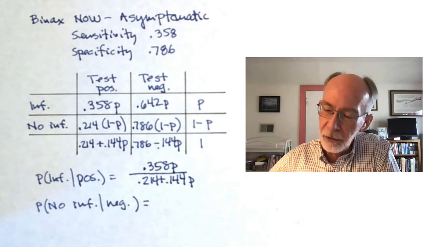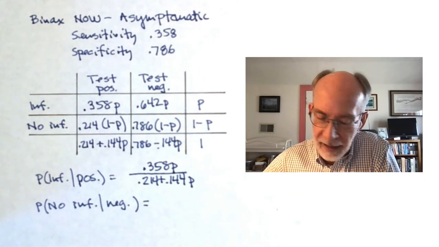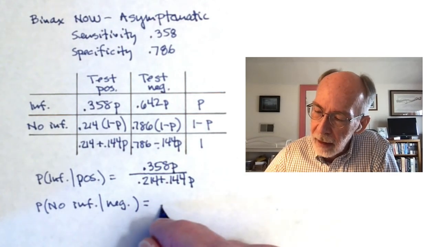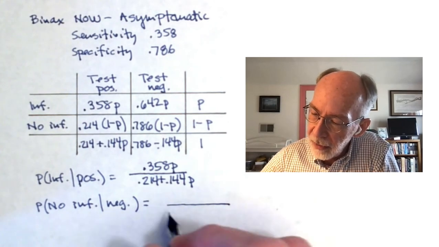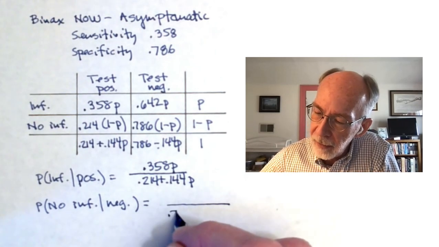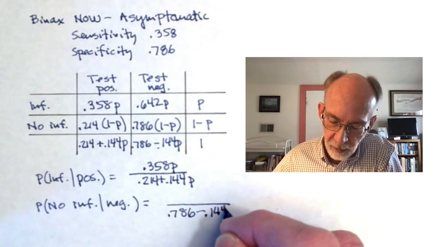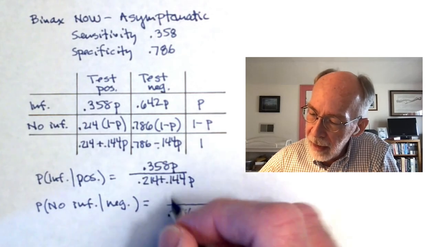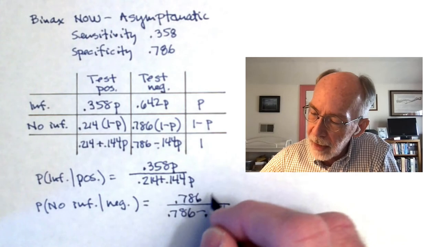And you can check this by plugging in a 0.05 and seeing if we got the same value that we got a couple of moments ago. Over here, our denominator is everybody who tested negative, which is 0.786 minus 0.144p. Our numerator is everybody who tested negative and was not infected, which is 0.786 times 1 minus p.